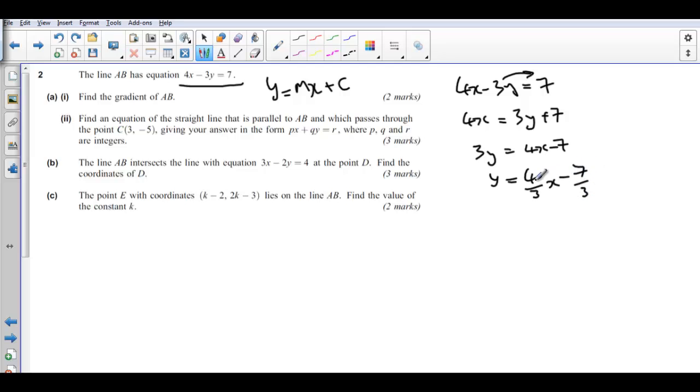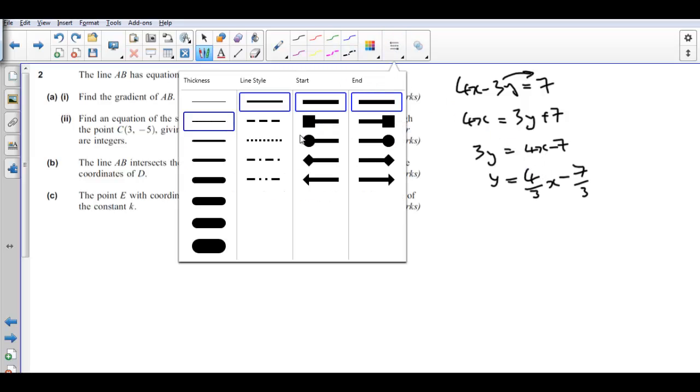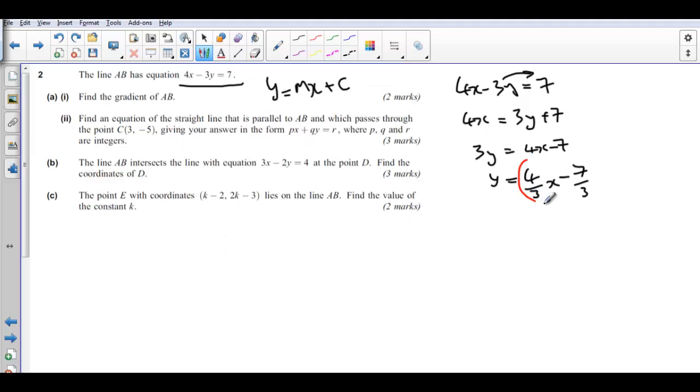Never mind all this bit, we can now read off the value of the gradient. The value of the gradient is that part there. So the gradient of A to B is 4 over 3. Okay, second part.